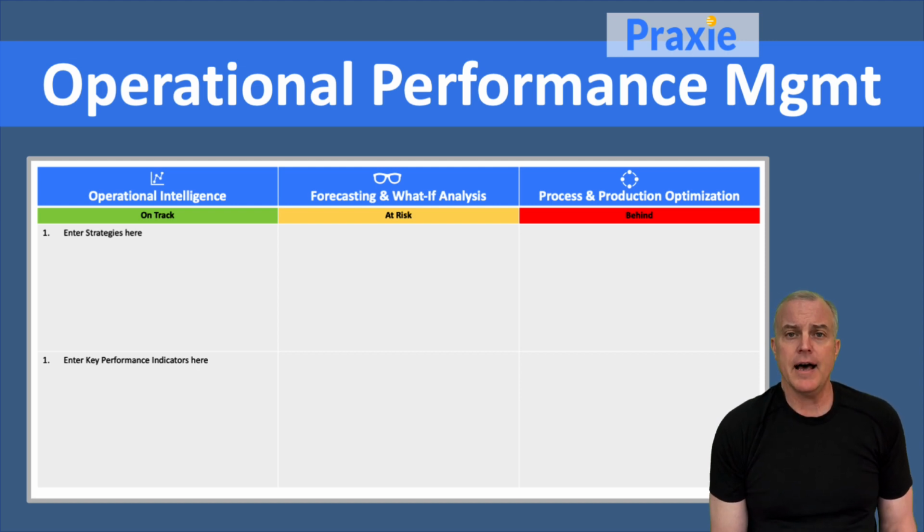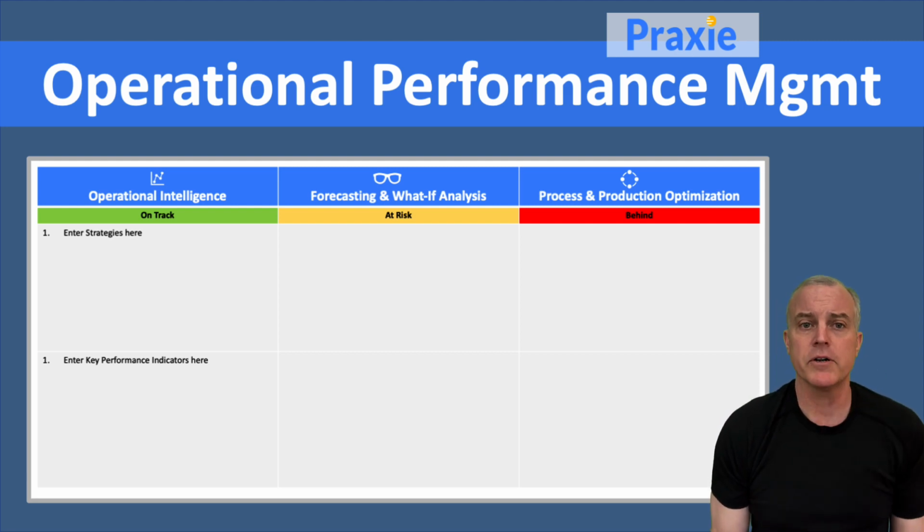The other element is forecasting and what if analysis. So based on how you're doing, you can forecast how you will be doing in the future. But what you can also do is look at a what if analysis or a scenario analysis to say, if we change these things, here's the impact that they might have on those operational metrics.